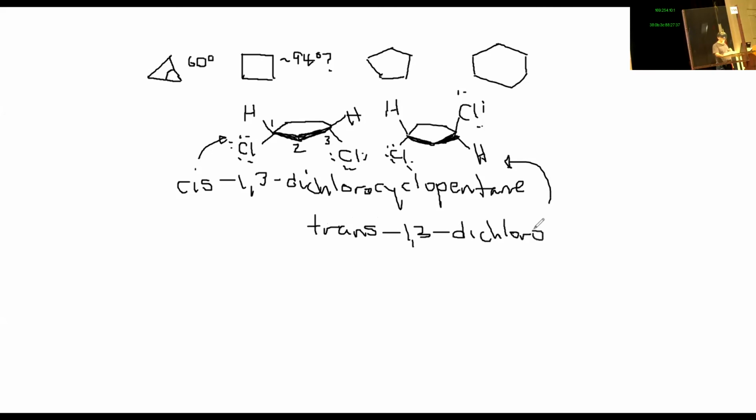So we use cis to mean they're on the same side of the ring, trans to mean they're on opposite sides, dichlorocyclopentane.